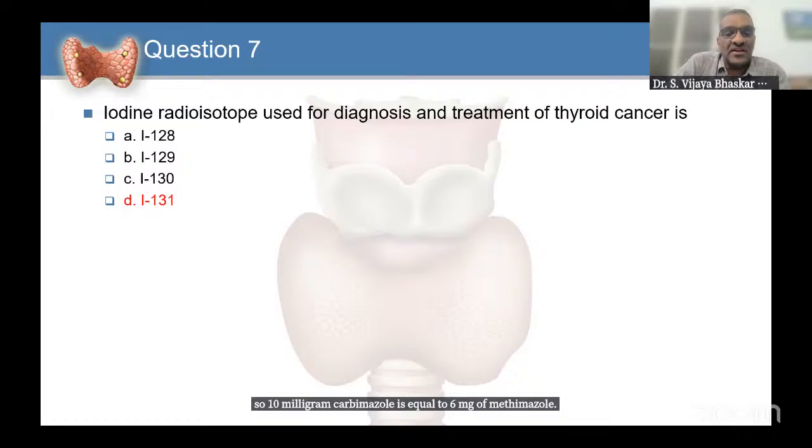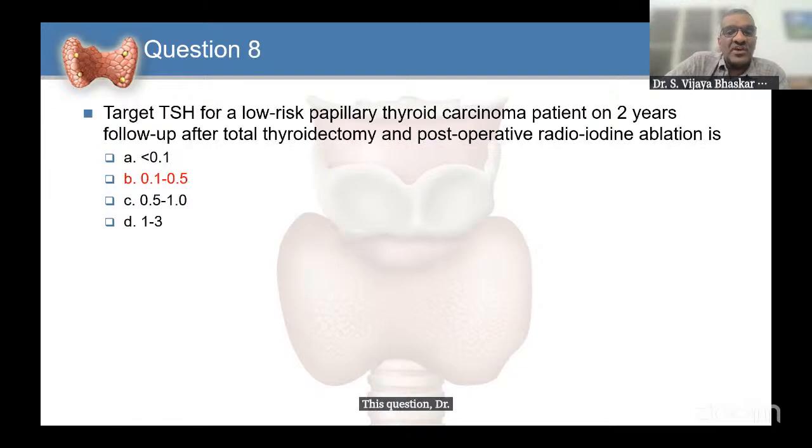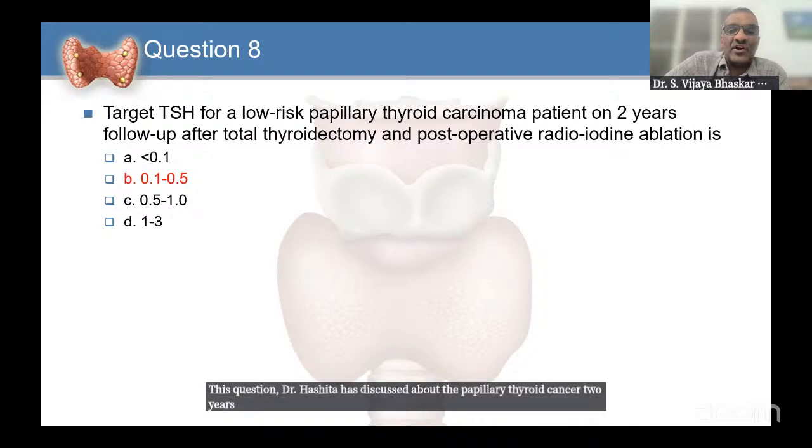Next question: Dr. Prashant sir has discussed in detail the use of nuclear imaging and radioisotopes in differentiated thyroid cancer. He clearly showed that the iodine isotope used for diagnosis and treatment of thyroid cancer is iodine 131. In this question, Dr. Harshita has discussed papillary thyroid cancer 2 years after total thyroidectomy and post-op radioiodine ablation. So the answer is 0.1 to 0.5.